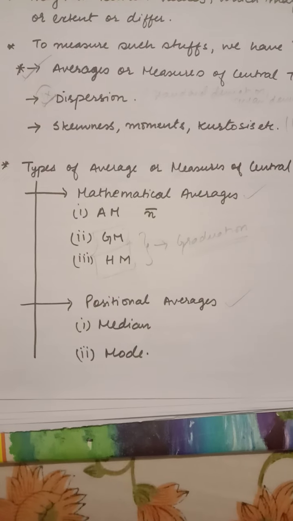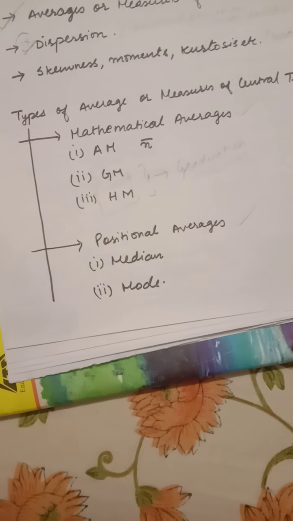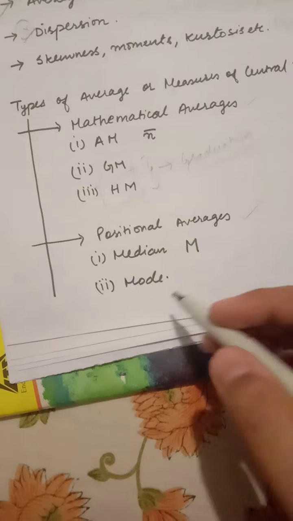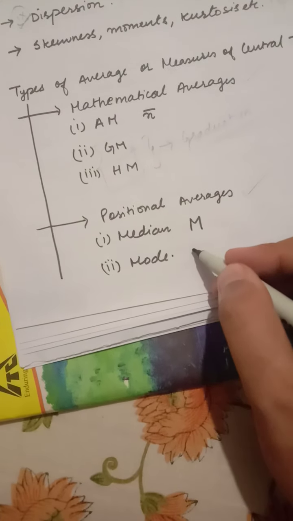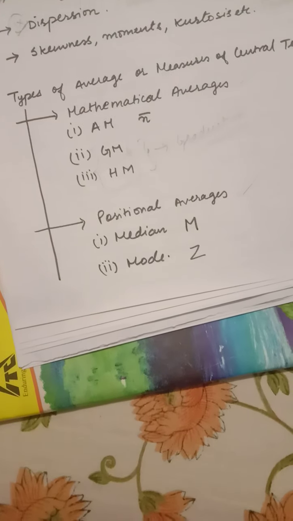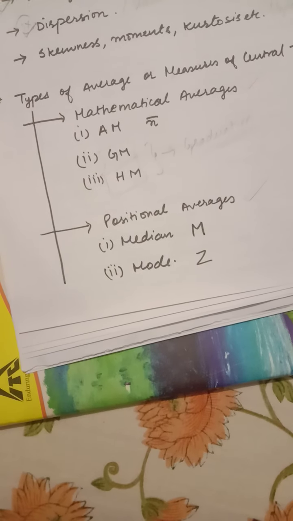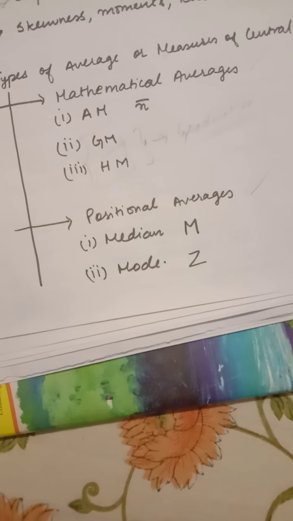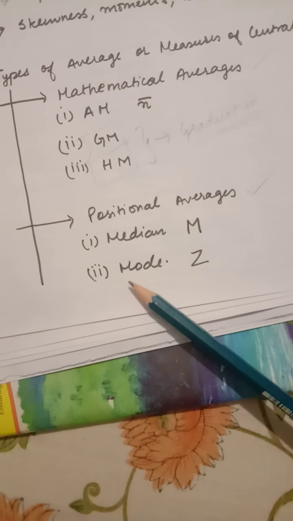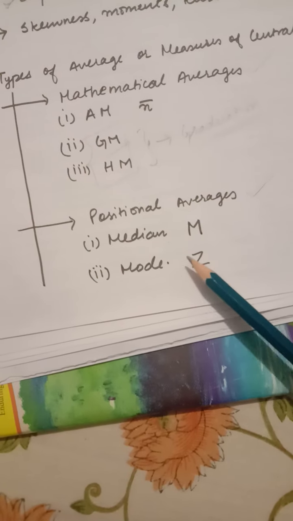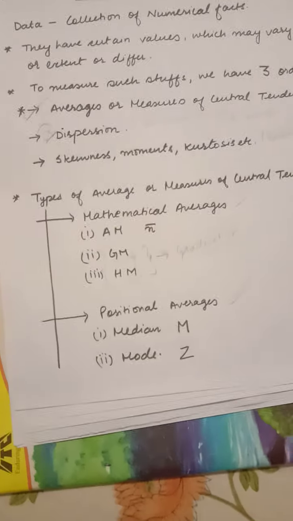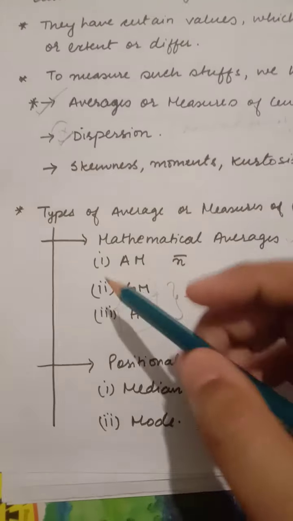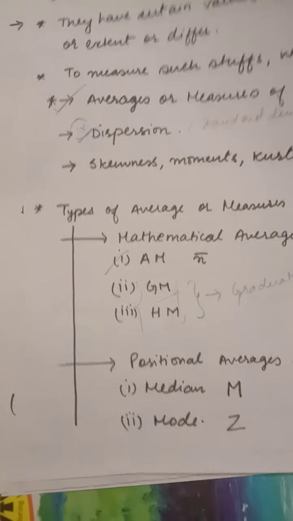The next one is the positional averages, which are the median, denoted by capital M, and the mode, denoted by Z. Earlier I told you while teaching the integers in the number system that Z will be denoted as mode. Don't get confused with this one. So let's begin the first part, the arithmetic mean.